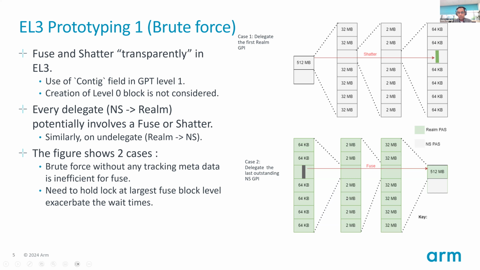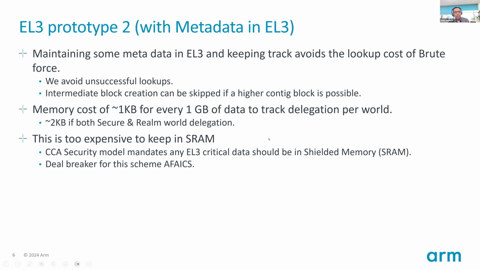And this scenario is now repeated at the higher level as well. Only for the last outstanding 2 MB block do the checks actually succeed, and then we are able to fuse to a 32 MB block. So with metadata, we avoid a lot of unsuccessful lookups, and we can skip intermediate block creation if we find that a higher size is possible.